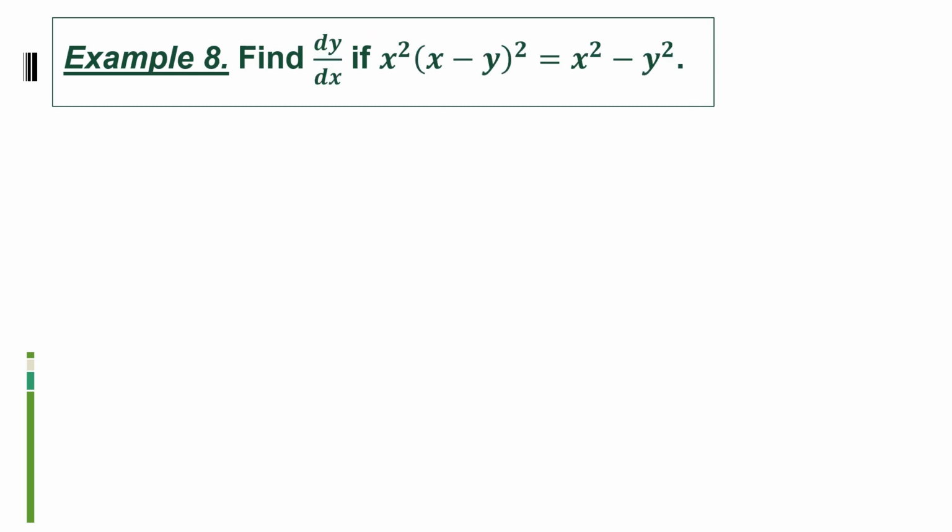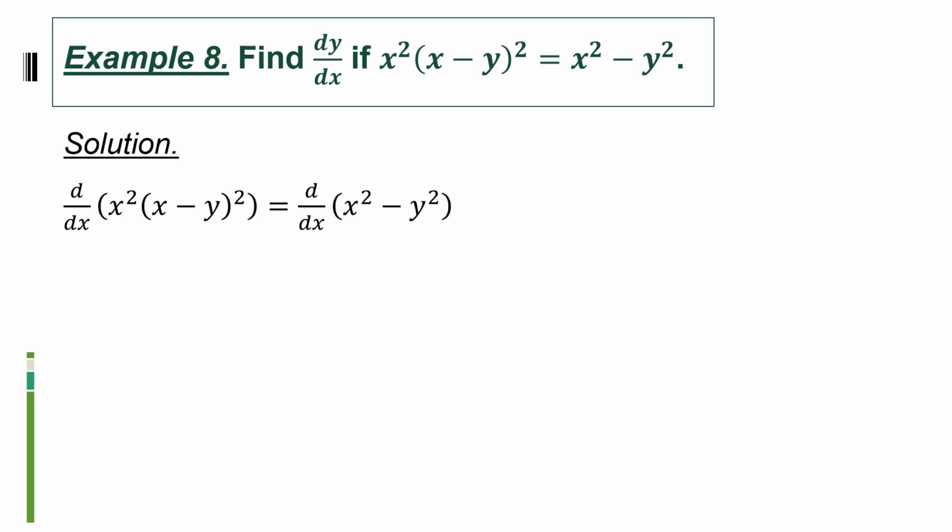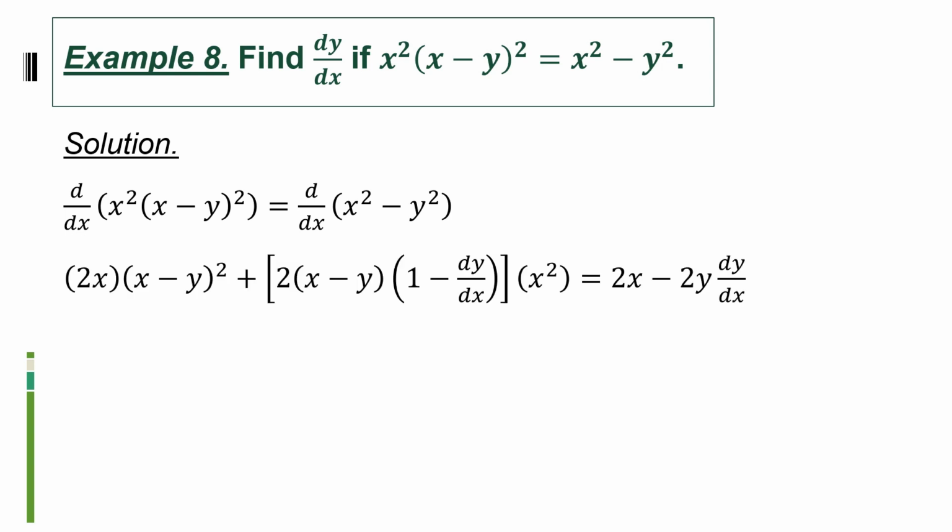Find dy over dx if x squared times x minus y squared is equal to x squared minus y squared. So by differentiating both sides, we have, eto muna, f natin to, tapos g natin to. So by the product rule, we have f prime, so we have 2x times g, which is x minus y squared, plus, okay, we have g prime, which is 2x minus y. Ito ay power rule lang ang ginamit dito.